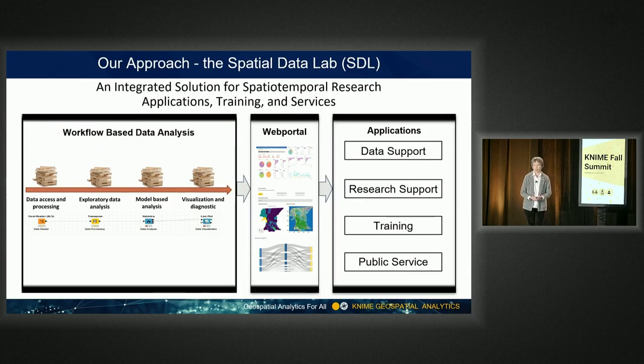Considering all these, Harvard's Center for Geographic Analysis proposed a project with our industrial partners that we named Spatial Data Lab. So it's not just a data service anymore. It's a lab, an integrated solution for spatial temporal research that combines the application and the training service, combines data with analytical capabilities, with education and publication.